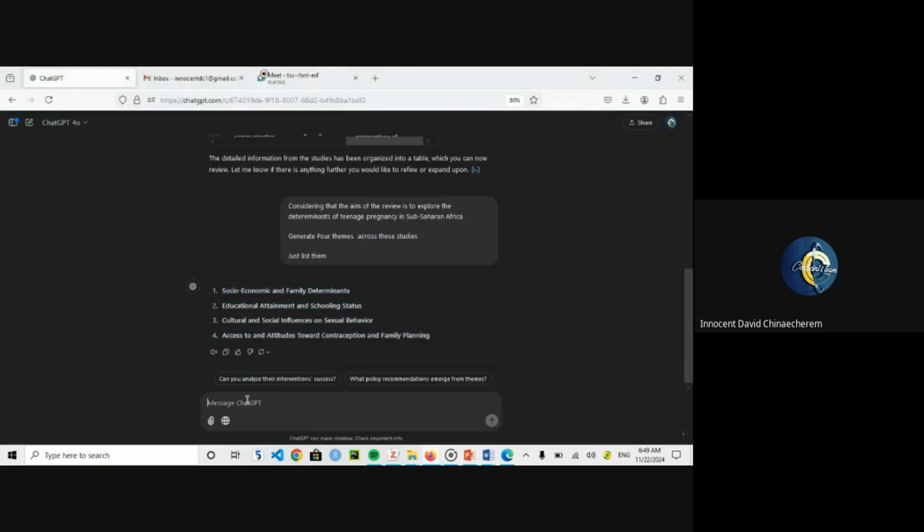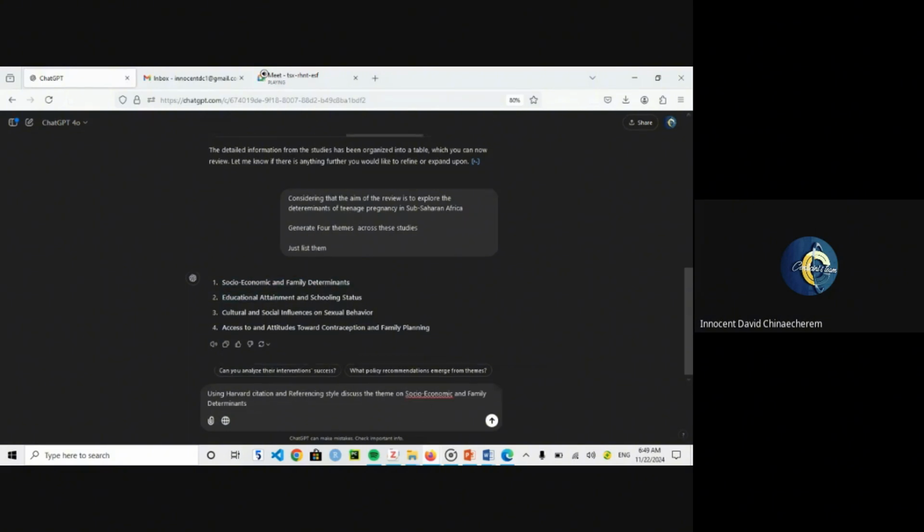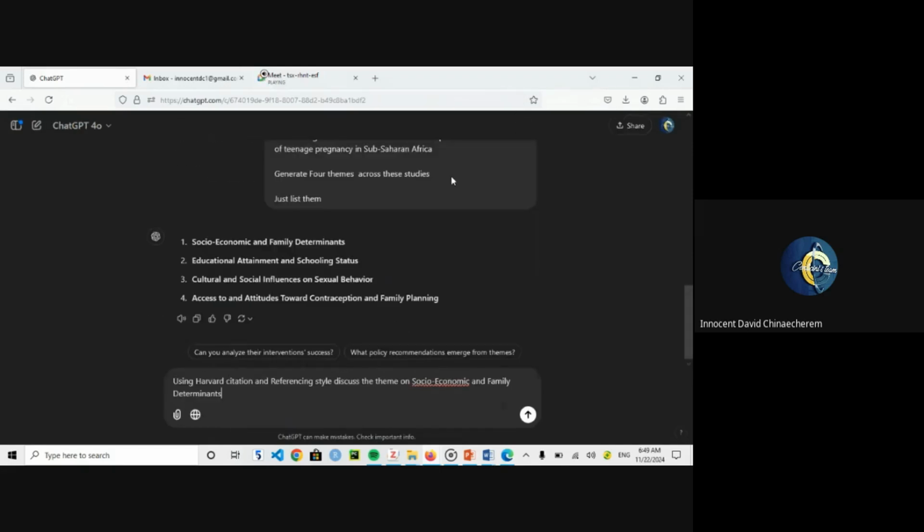So I'm going to say here, let's say, using Harvard citation and referencing style, discuss the theme on socio-economic determinants. I could pick the first one. I think I'm going to increase my screen so it's more clear. Okay, cool. And discuss the theme on socio-economic and family determinants.